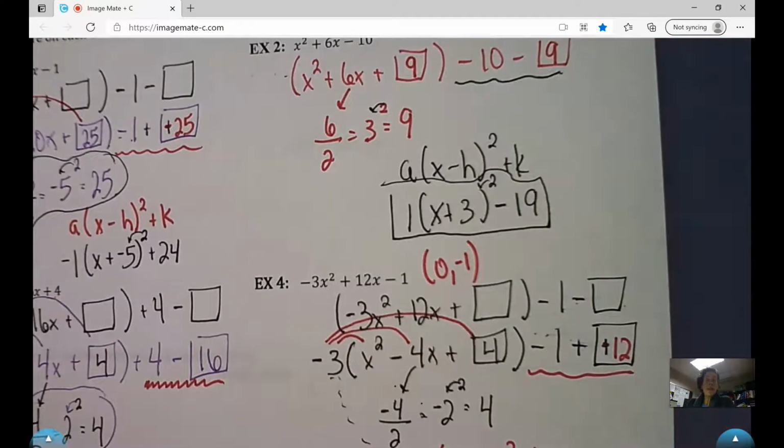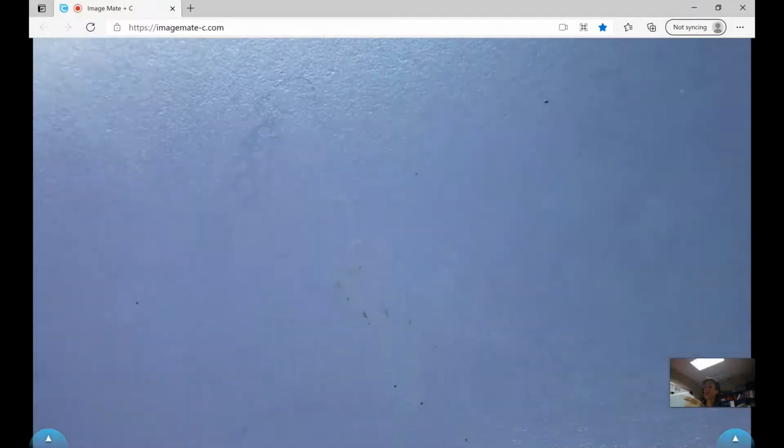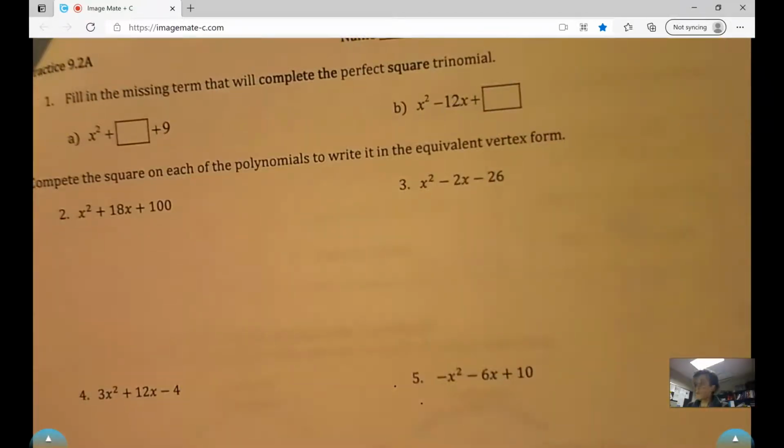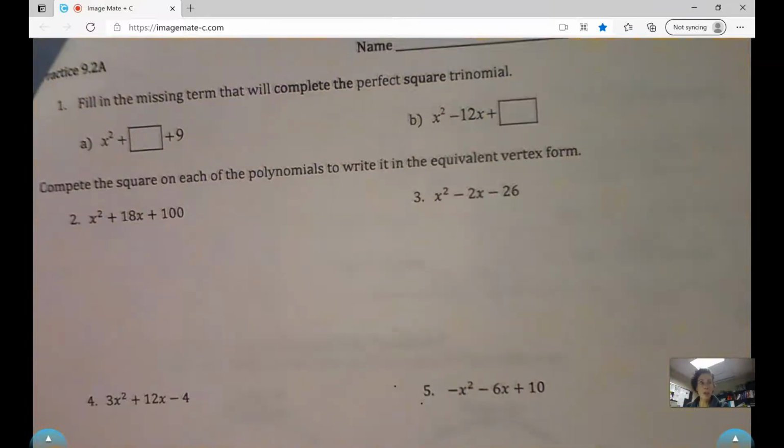So after this, there is a CUDA worksheet for you to work on if you are a remote student. Actually, I take that back. That's not what you're going to work on. So now what you're going to do is you're going to work through page 14 in your packet.